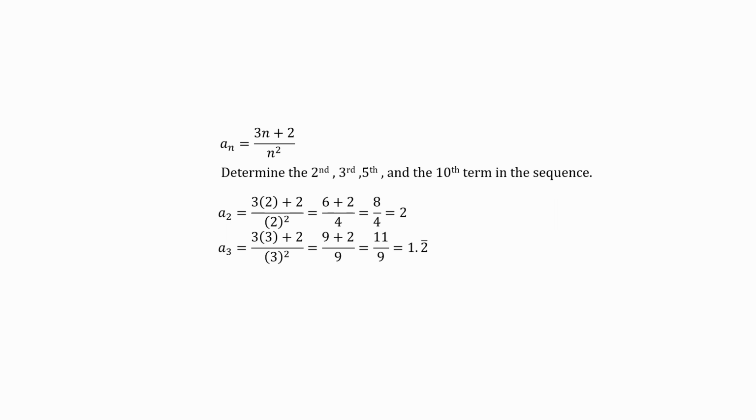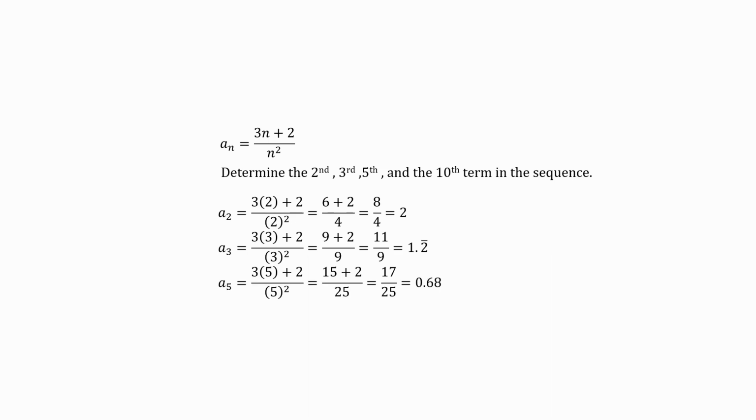A sub 3 is equal to 3 times 3 plus 2 all over 3 raised to 2, which is equal to 9 plus 2 all over 9, equals 11 over 9. So therefore, a sub 3 is equal to 11 over 9 or 1.2222. Yung bar sa ibabaw ng 2 nagsisignify na repeating na yung decimal. So, pwedeng 1.2 and then may bar sa ibabaw yung 2.